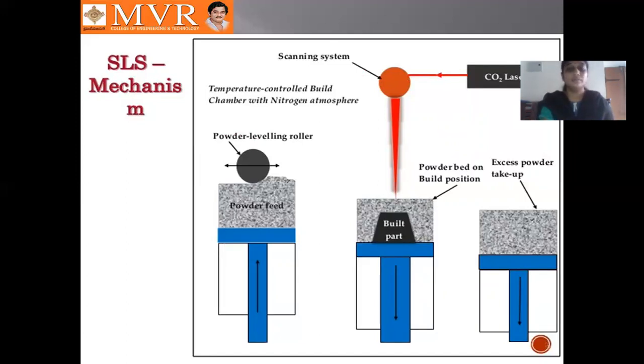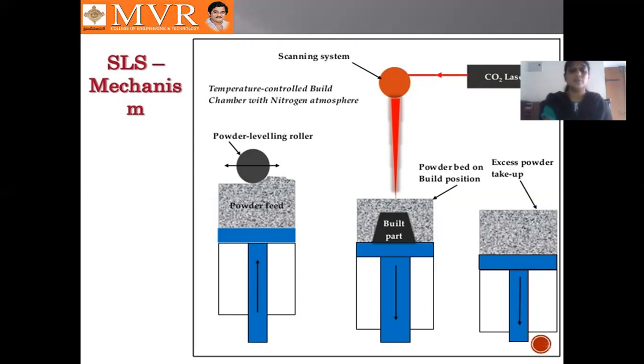The powder leveling roller feeds the materials to the system, and the powder feed delivers the materials to the powder bed at the build position, and excess powder will be taken up by the scanning systems. The temperature controlled build chamber with the nitrogen atmosphere and powder leveling mechanisms will be used throughout the system.